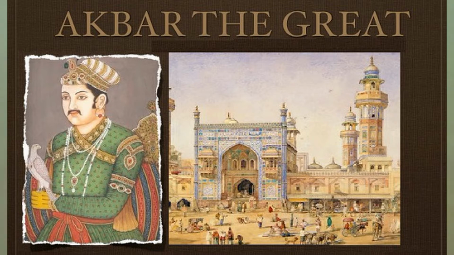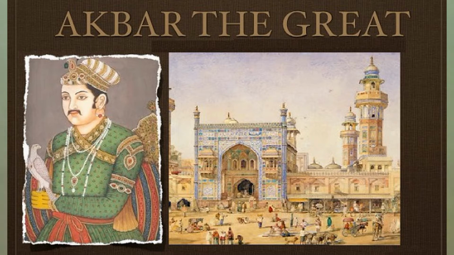Jalaluddin Muhammad, popularly known as Akbar, was the greatest of all the Mughal rulers in India. He ascended the throne when he was 13 years old under the guardianship of Bairam Khan. He ruled for 50 years and laid the foundation of a vast empire.